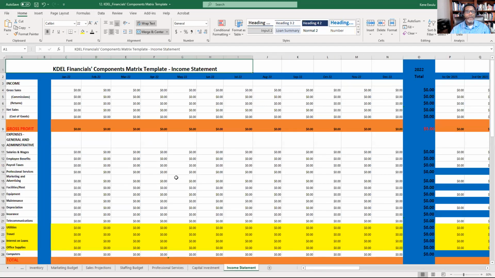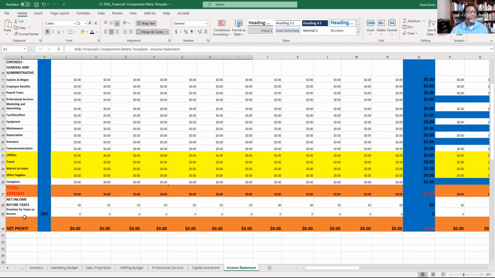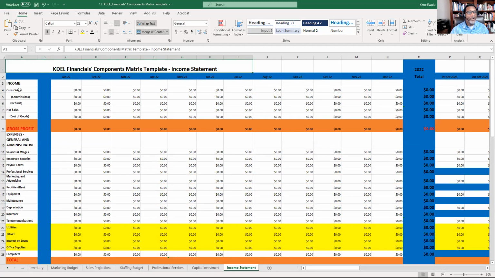Finally, we have the income statement. The income statement is a culmination, an aggregation, an addition of all these other inventory, marketing, sales, staffing, professional services, capital investment, all of them put together come as your income statement. As you can see on the left-hand side here, you're going to see all those expenses we talked about: maintenance, equipment, depreciation, utilities, travel, computers, all the way. You're going to see gross sales. That comes from your sales projections.